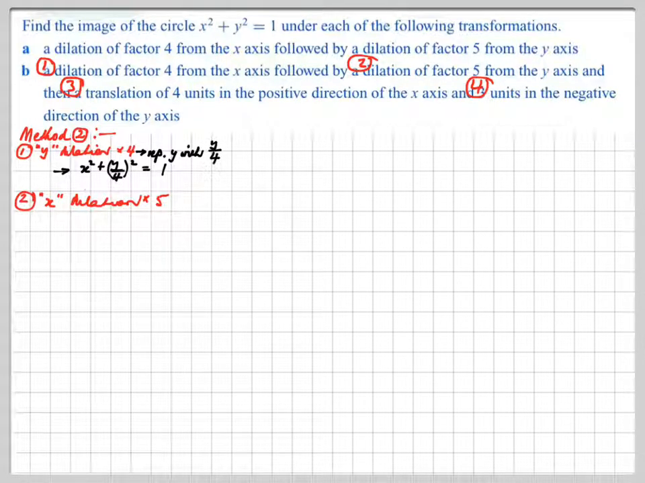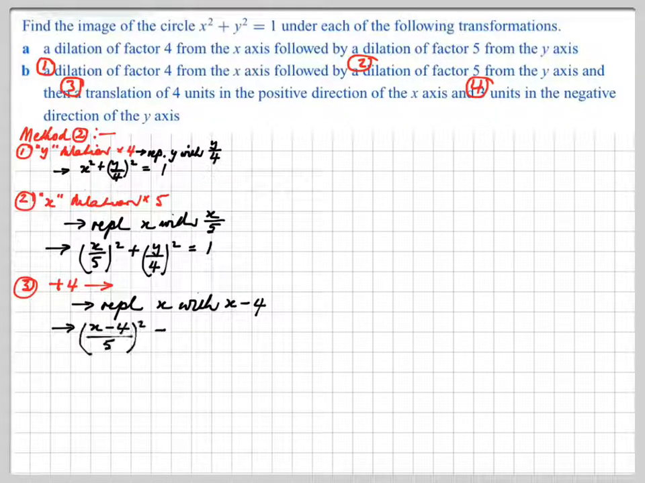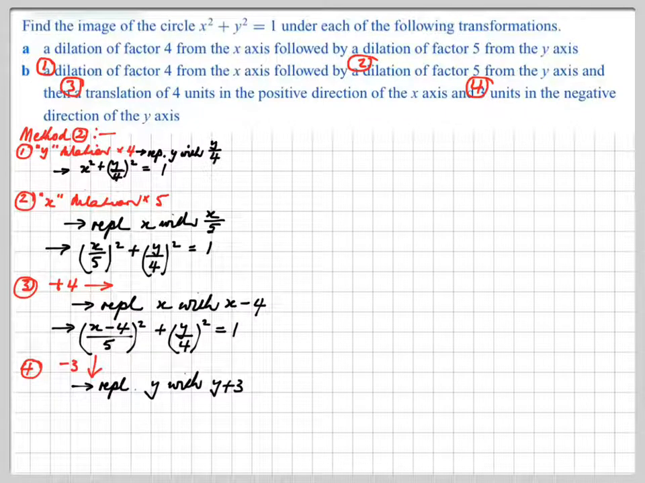Now, if we're doing a dilation in the x direction by a factor of 5, what do we do now? We replace x with x over 5, and that's what we get. Good. Now, we're going to do the third one. We're going 4 units to the right. So in this particular technique, you replace x by x minus 4. Okay? And that's what you get. And the last but not least, we're going 3 units down. So we replace the y term with y plus 3. And here we go.